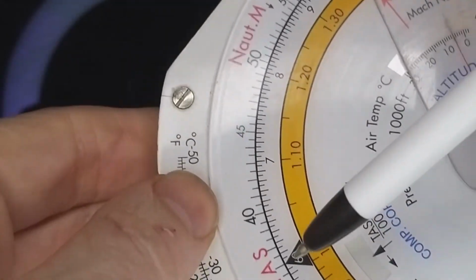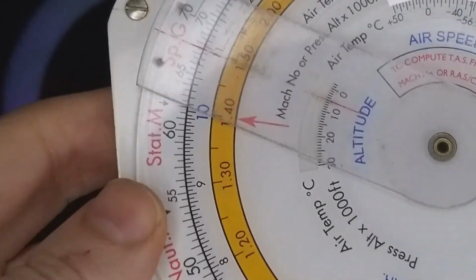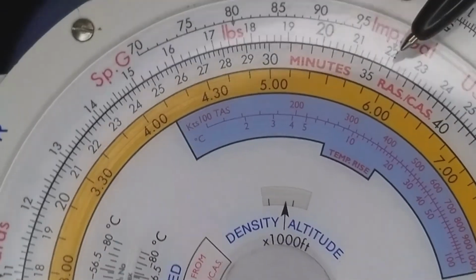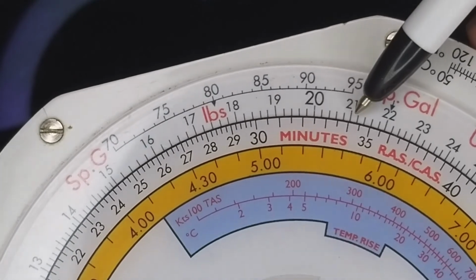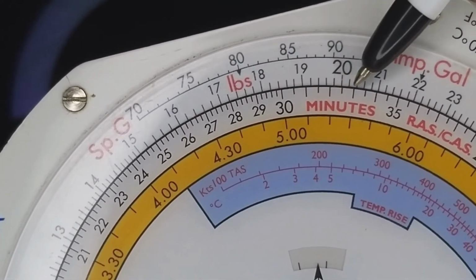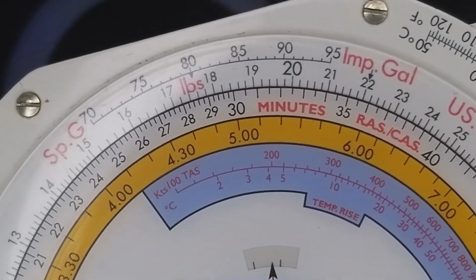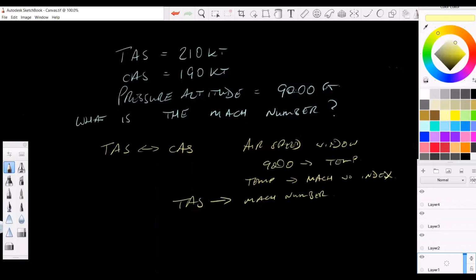Now, the TAS is still on the outside, as it says here. So we've got TAS on the outside, Mach number now on the inside. So we're looking for 210 knots TAS again. And that looks like 0.34. So 210 knots is Mach 0.34. Right, so we said that the answer to the question is Mach 0.34, and that's as far as it goes. We don't need to go any further than that.